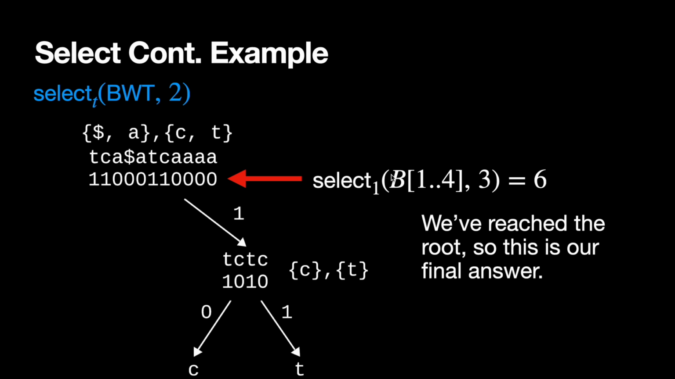And kind of like with rank, once we reach the root, this is the inverse, but once we reach the root, we know this is our final answer. So we found that the second occurrence of T happens at position 6.